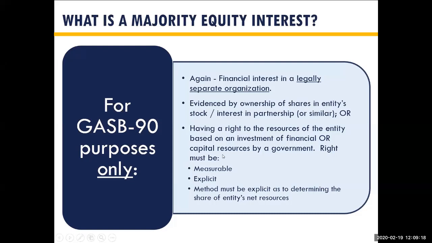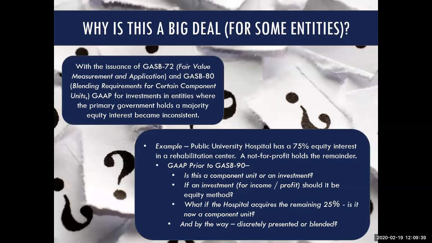So again, this relationship must be explicit. And again, the consideration, which is the form of compensation to the investee, must be measurable, explicit, and relatable to determine the share of investees' resources that the government owns. Think of it this way, that in essence, the government is playing Shark Tank.